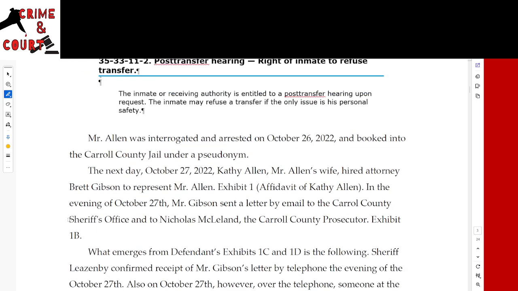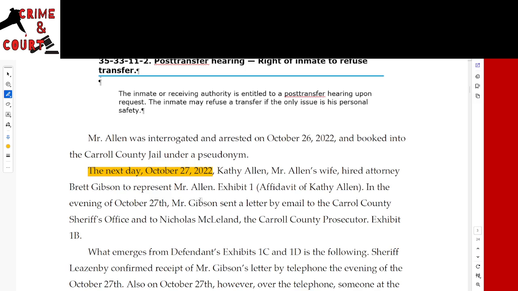So Mr. Allen was interrogated and arrested on October 26, 2022, and booked into the Carroll County Jail under a pseudonym. The next day, October 27th, 2022, Kathy Allen, Mr. Allen's wife, hired attorney Brett Gibson. You catch that? The very next day, October 27th.